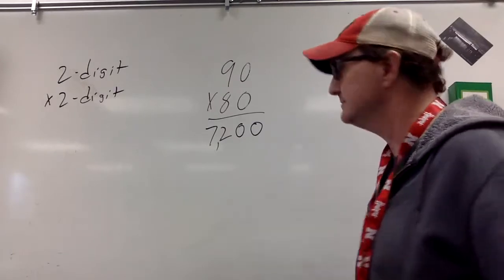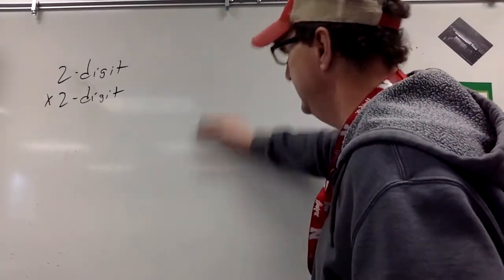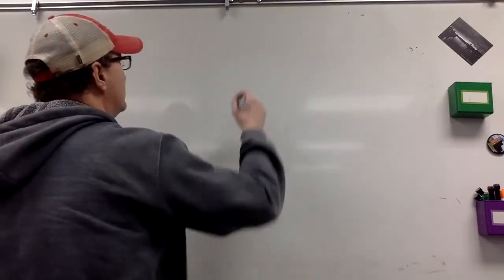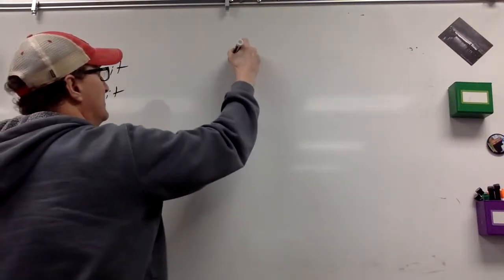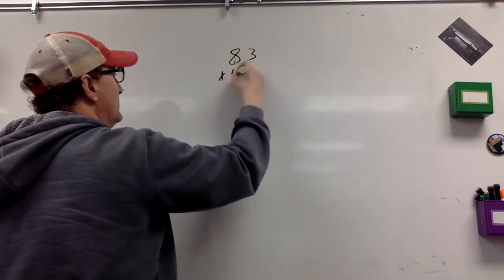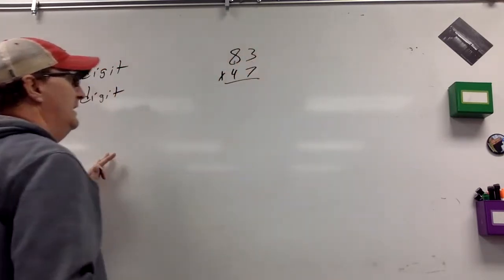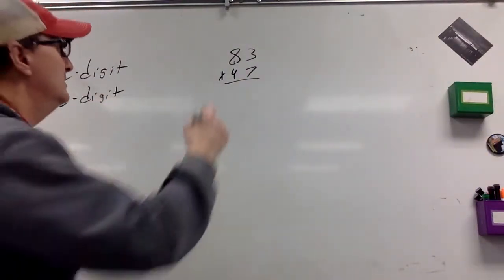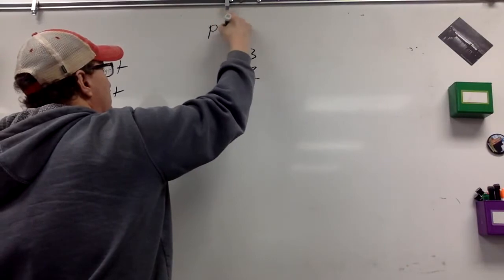Got it? Good. Let's show you how we can use that to solve something like this. Let's say we have 83 times 47. All right. What we're going to do is a strategy we used before. This is called partial products.